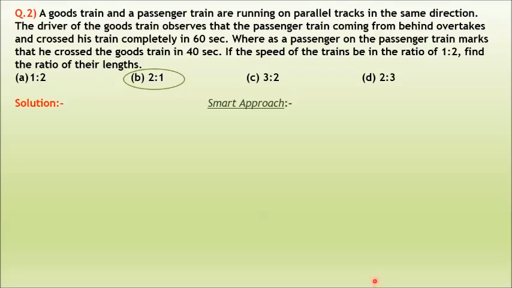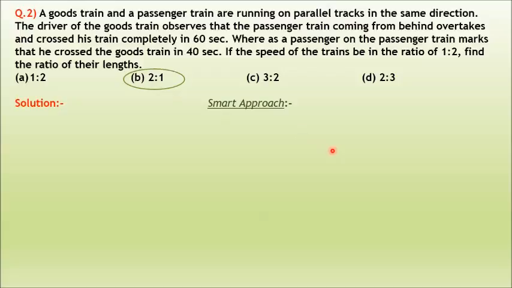And the second question says, a goods train and a passenger train are running on parallel tracks in the same direction. The driver of the goods train observes that the passenger train coming from behind overtakes and crosses his train completely in 60 seconds, whereas a passenger on the passenger train marks that he crossed the goods train in 40 seconds. So, if the speed of the trains be in the ratio of 1:2, find the ratio of their lengths.